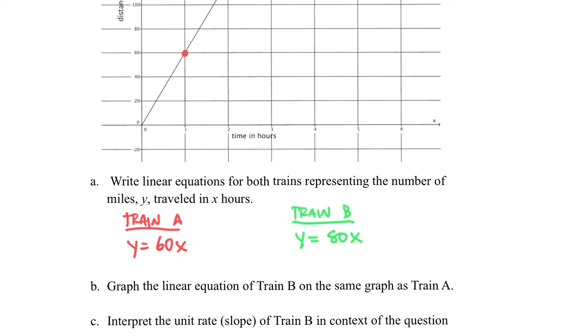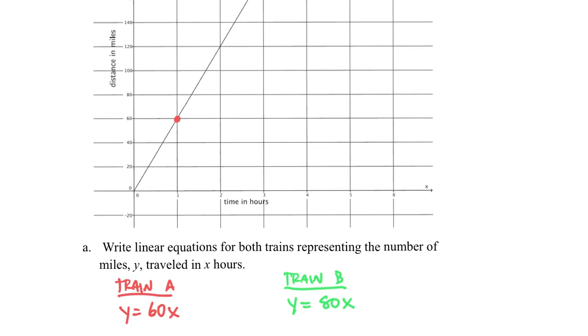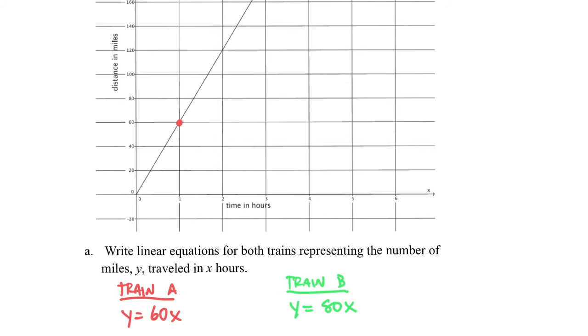Okay, so then they want us to graph the equation here. So train A is already graphed. We got to graph train B. The easiest way to do this is we know that it goes 80 miles in 1 hour. So let's put a point at 80 miles in 1 hour. And then we know that it goes through 0, 0 because it's going to go 0 miles in 0 hours. So that gives me enough information to actually draw the line. All right, so 0, 0 through 80. We're good. There it is. Okay. So now I've taken care of graphing this thing.